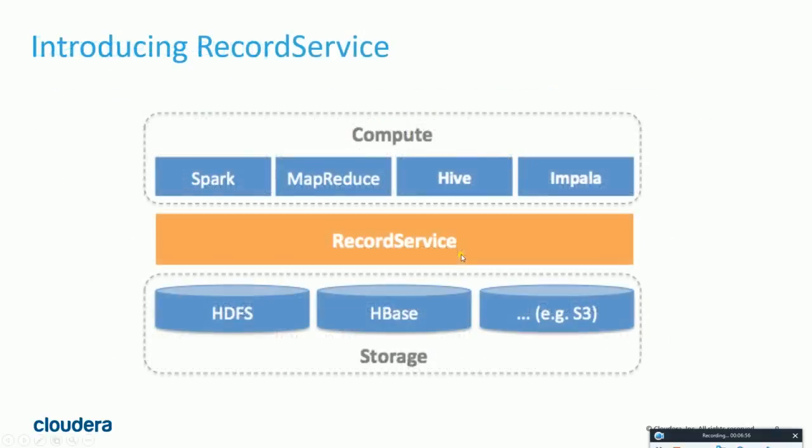And this is the same slide, kind of the visual of this. Here's the compute: Spark, MapReduce, Hive, Impala. Impala is similar to Hive, developed by Cloudera for optimization. Record service is that abstraction layer, and here is the storage.